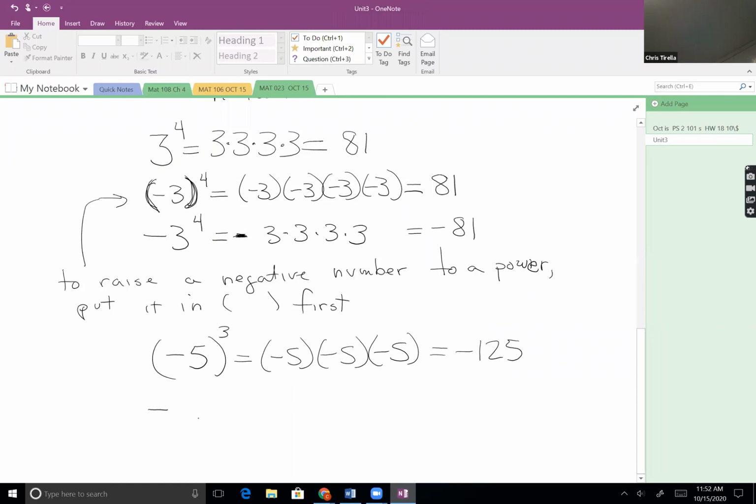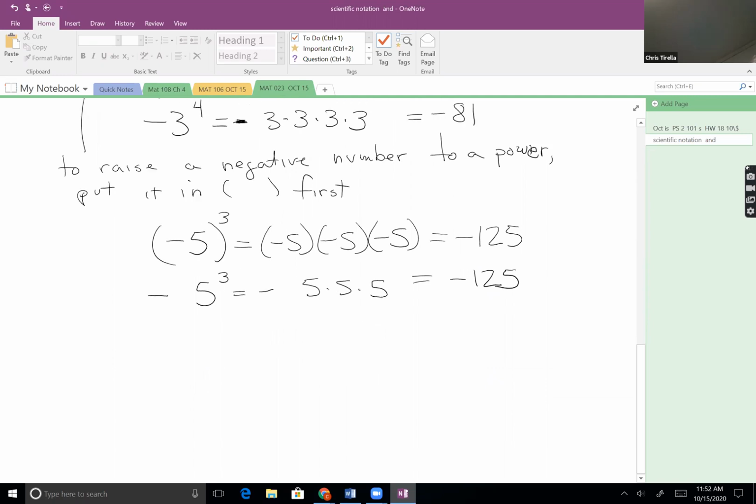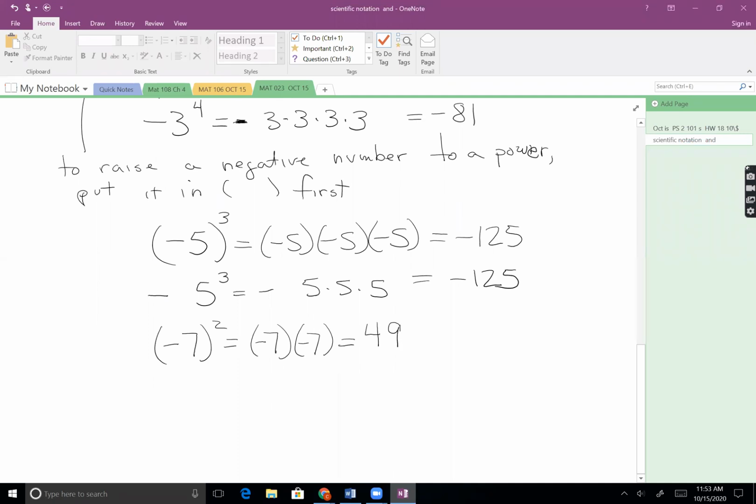And instead, if I took the negative of 5 to the third, that would be the negative of 5 times 5 times 5. And so that one would also be -125. What if I have -7 to the second? Written like that, what are you going to get? Just 49? Positive 49. Great.